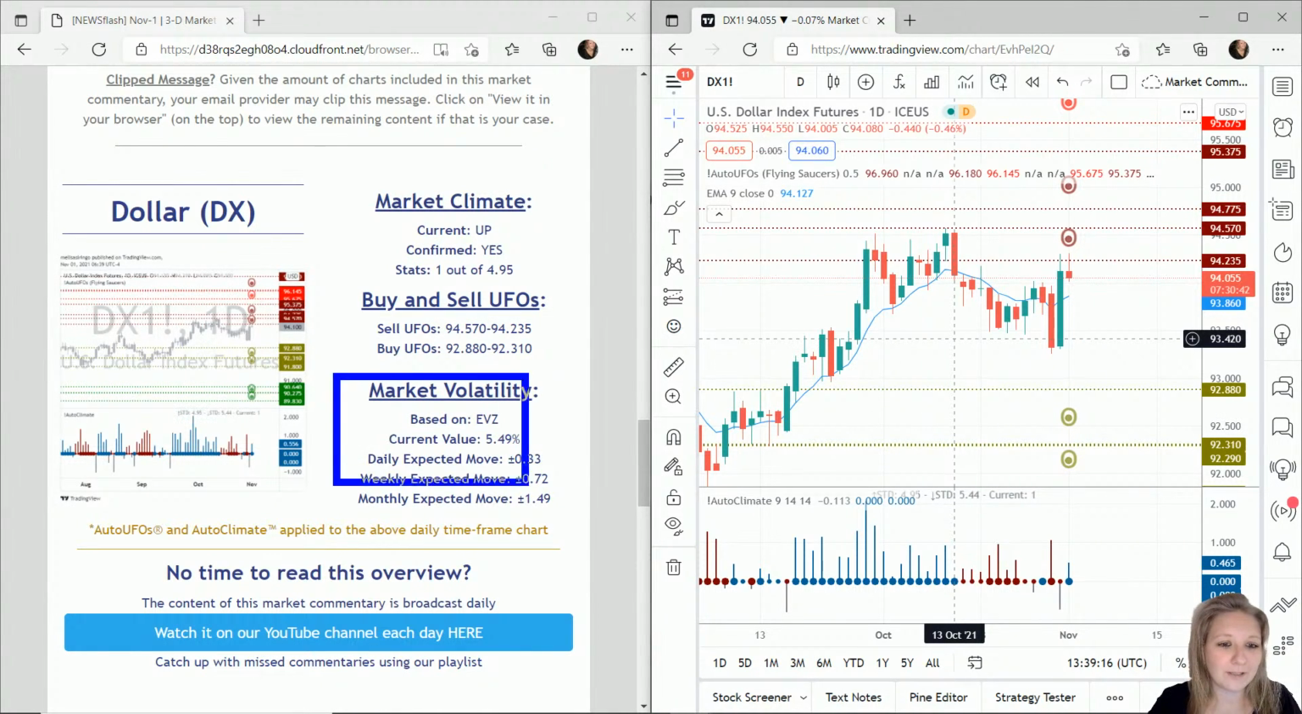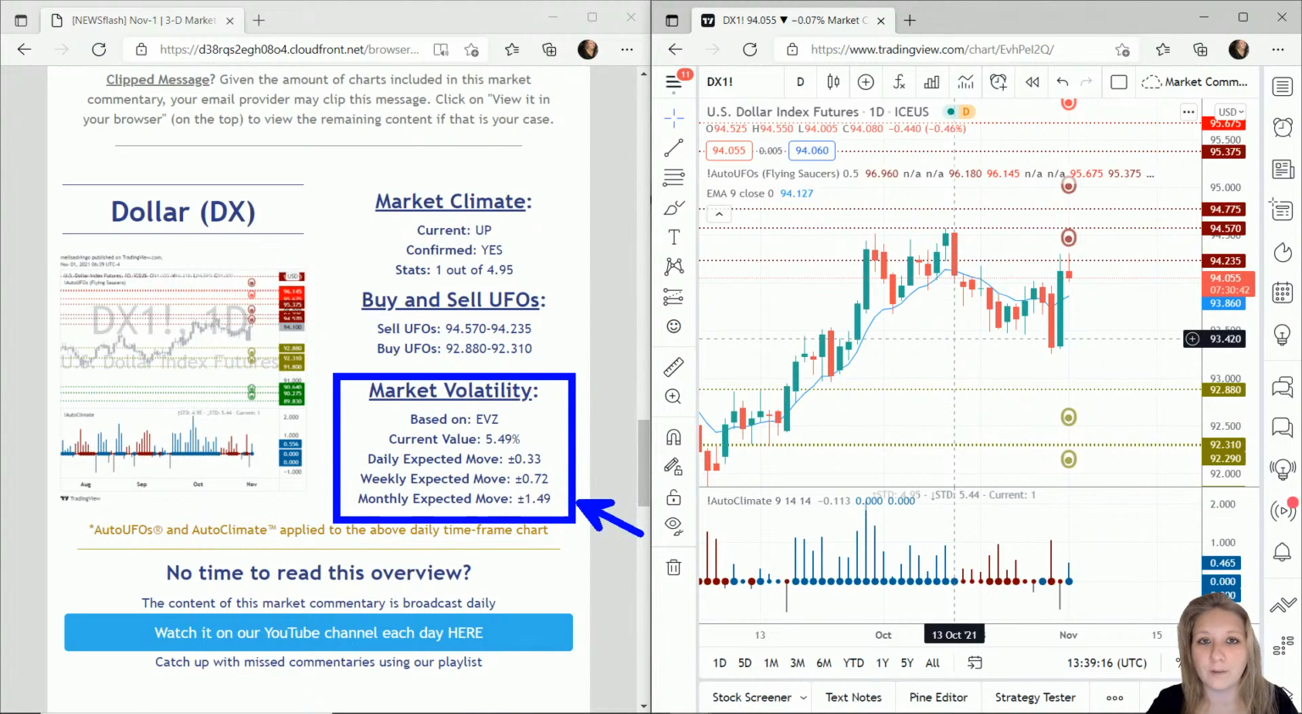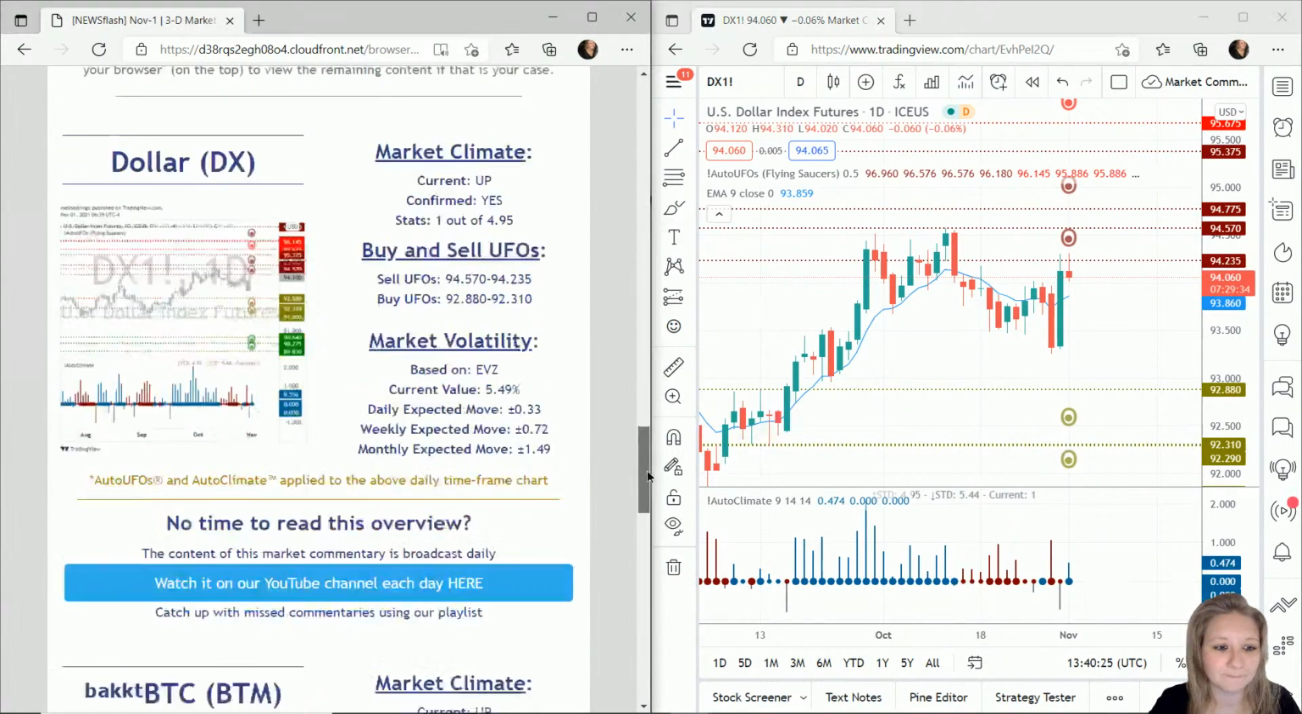Now, in terms of volatility, we expect the US dollar to move up or down in 1 year of 5.49%. So that's 0.33 points up or down in a day, 0.72 points in a week, and 1.49 points in a month. So that's the US dollar.